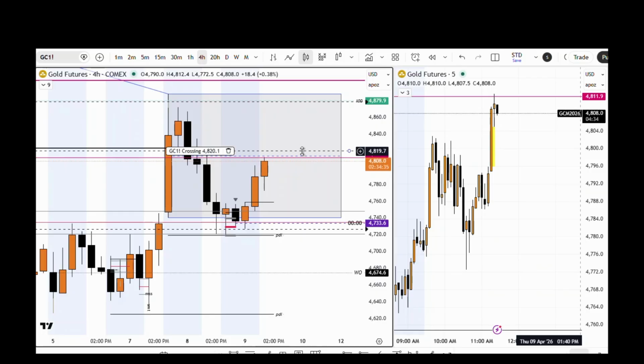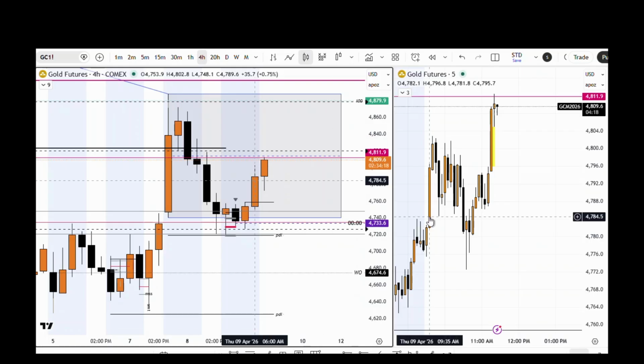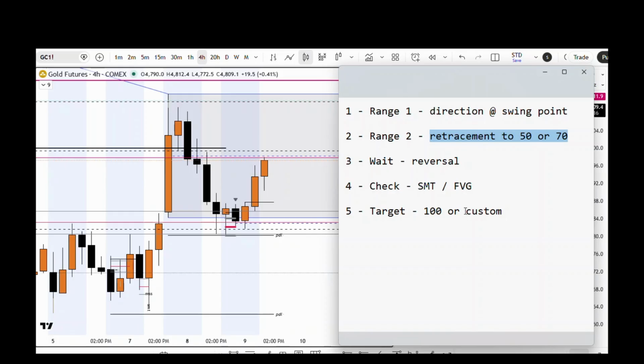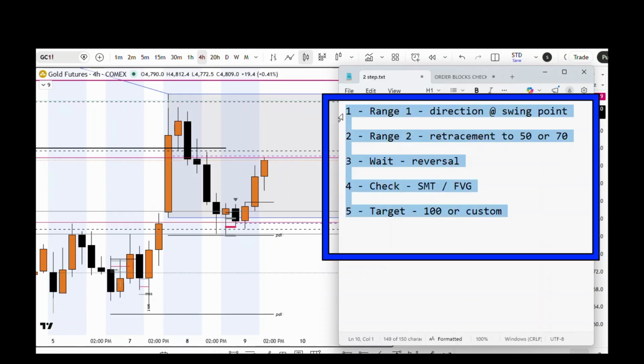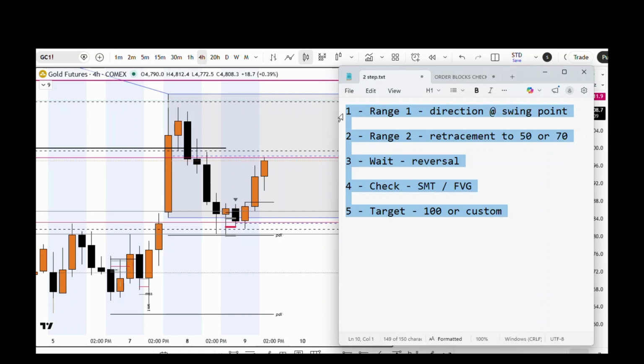So in this video, I am going to show you a beginner gold trading model. Now this is based on my two-step model. On the screen, you can see my two-step model, step by step. As you can see, there are 5 steps. So what I'm actually going to do in this video is build each step as live as I can.